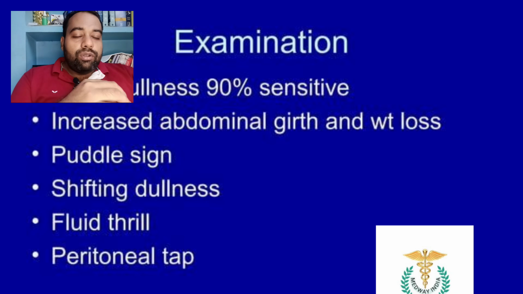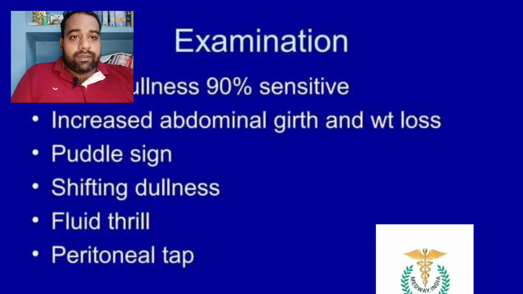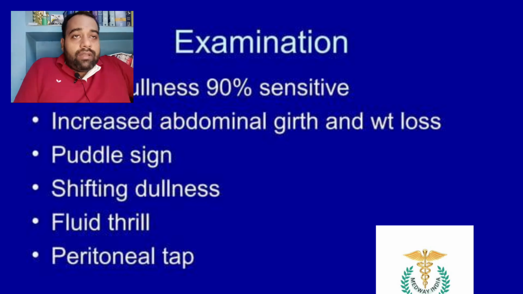Soumya Banerjee. So today we are here regarding how to manage or how to approach a patient with ascites, right? So let's try to understand from the examination. In the examination, you are obviously able to understand there is an abdominal fullness, which is 90% sensitive in that case. Also, this kind of patient will show you increased abdominal girth.